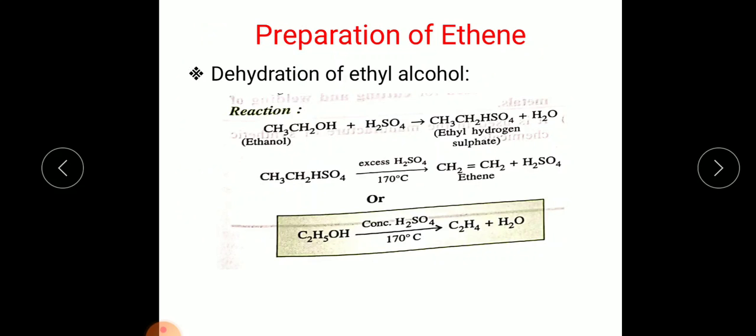Preparation of ethene. First preparation is dehydration of ethyl alcohol. We can prepare ethene by dehydrating ethyl alcohol. So ethyl alcohol, when treated with sulfuric acid, will form ethyl hydrogen sulfate and water, and this ethyl hydrogen sulfate, in excess of sulfuric acid and at a temperature of 170 degrees Celsius, will form ethene. Or instead of these two equations, you can simply write this equation: ethyl alcohol C2H5OH in the presence of concentrated sulfuric acid and 170 degrees Celsius will form ethene C2H4 plus water.